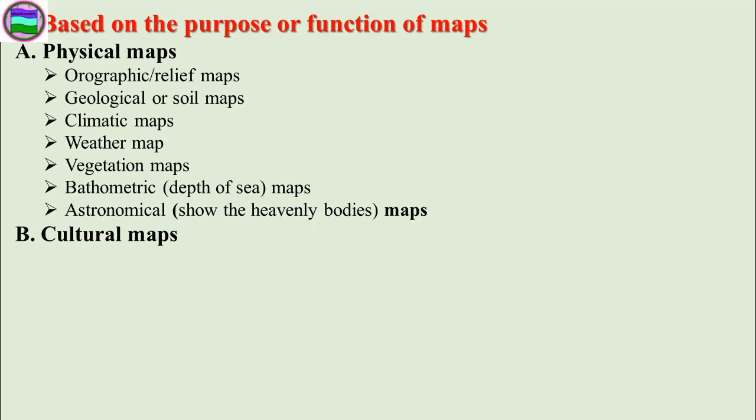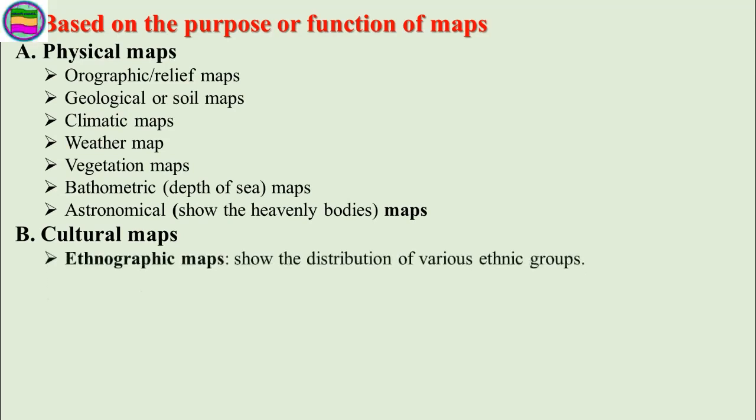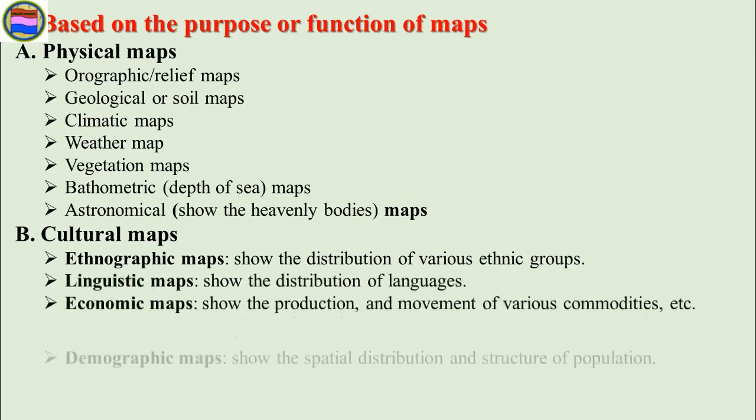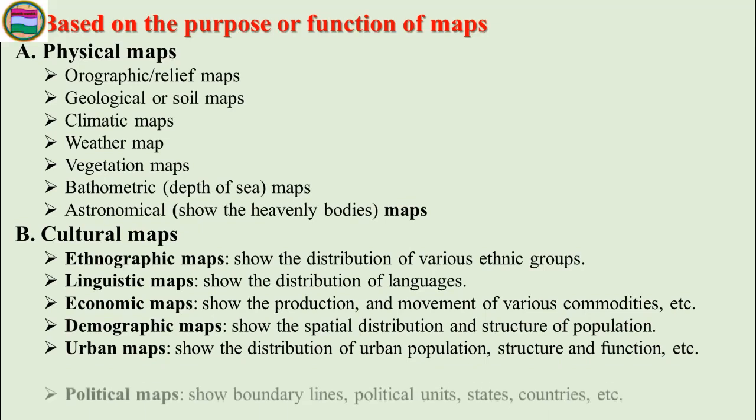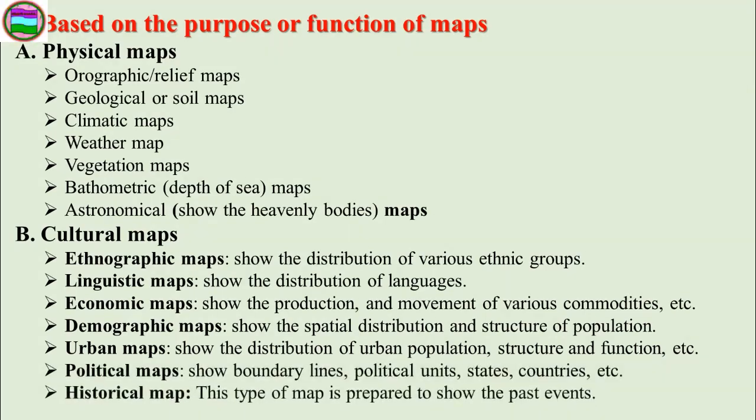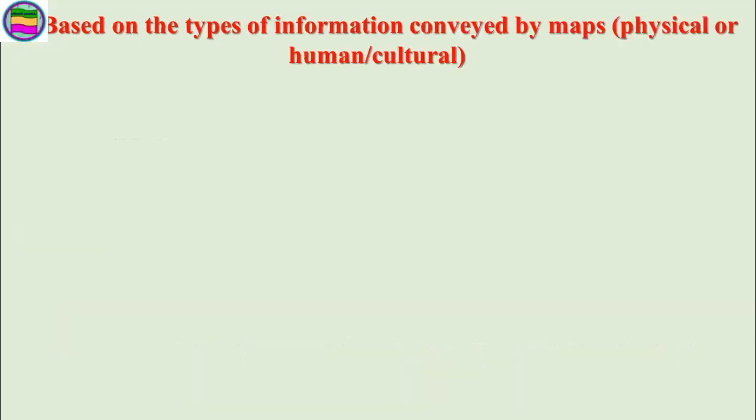Cultural maps, as the name indicates, visualize the human aspects. For example, ethnographic maps show the distribution of various ethnic groups. And there are linguistic maps, economic maps, demographic maps, urban maps, political maps, historical maps, and tourism maps. These are considered cultural maps. So based on their function, there are physical maps and cultural maps.